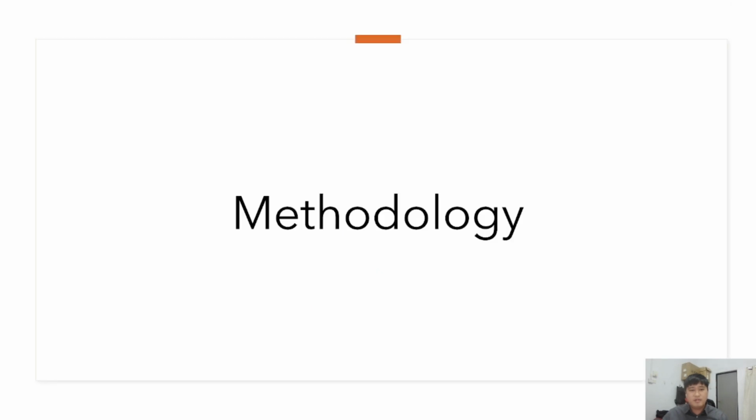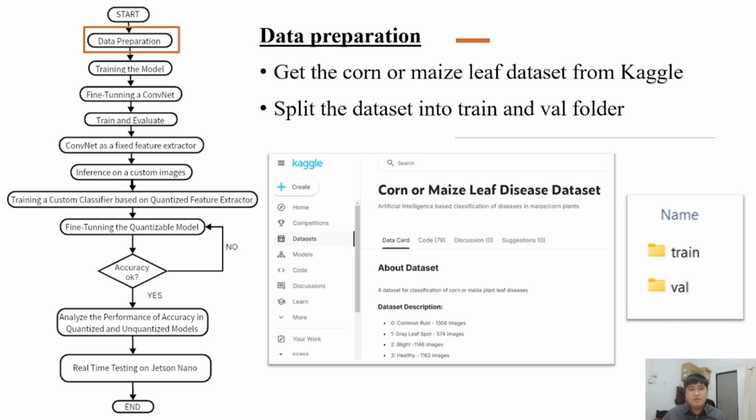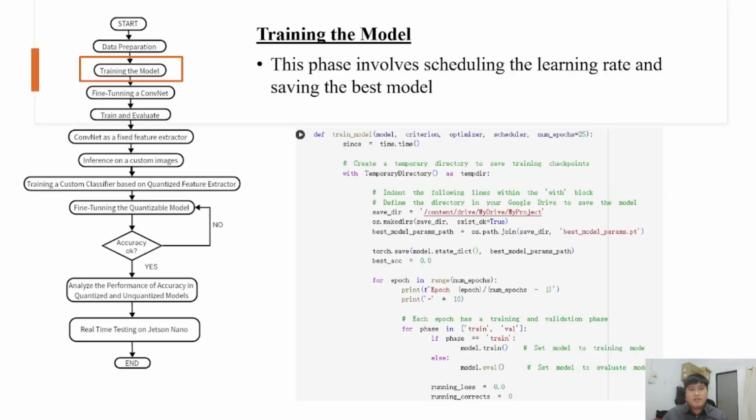So next is methodology. Inside the methodology, we start from data preparation. We get the corn or maize leaf dataset from Kaggle, then split the dataset into train and val folders. Next is training the models. This phase involves scheduling the learning rate and saving the best models. It will save the best model as best_model_params.pt inside the folder that I set on my Google Drive.